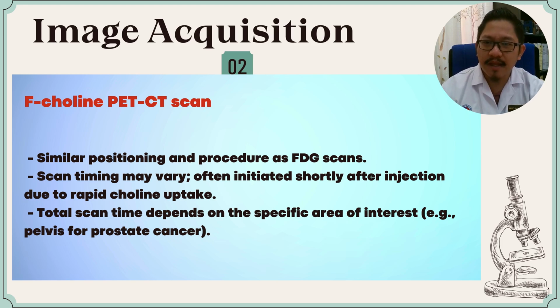18F choline PET CT scan is a useful imaging modality in patients with prostate carcinoma for demonstrating the spread of the disease preoperatively and to detect local recurrent disease after radical prostatectomy. For radiotracer administration, 18F choline, a radioactive compound that targets cellular membrane synthesis, is injected intravenously. Choline is taken up by cells with increased membrane turnover, such as cancer cells. The uptake period is relatively short, typically around 5 to 10 minutes, as 18F choline is rapidly incorporated into cells.